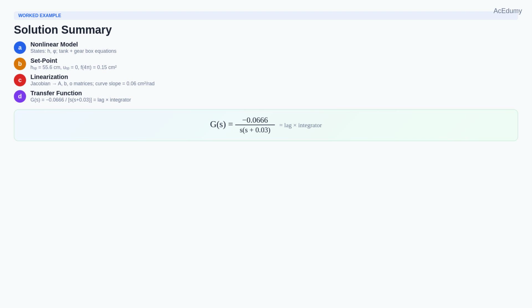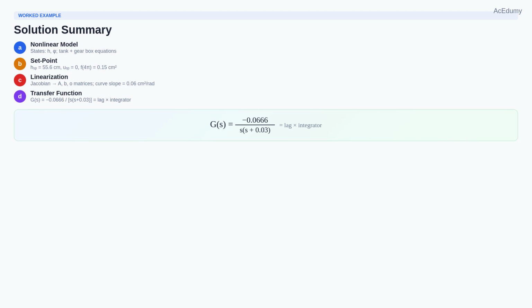Let us recap. We modeled a cylindrical tank system with a motor-driven valve. Part A. We wrote the nonlinear state equations with states h and phi. Part B. We found the set point by setting all derivatives to 0 and reading the characteristic curve. H equals 55.6 centimeters, U equals 0. Part C. We linearized using the Jacobian. The key step was reading the slope of the characteristic curve at phi equals 4 pi, giving 0.06 square centimeters per radian. Part D. We computed the transfer function.